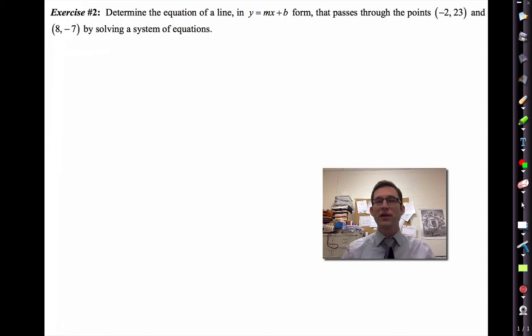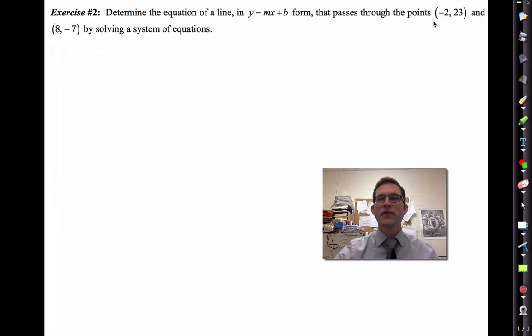Now you've found the equation of a line passing through 2 points many, many times before. The standard way of doing it is you first calculate the slope using the slope formula. Then you back substitute and you figure out the y-intercept by using one of the 2 points. But we're going to do something a little bit different.